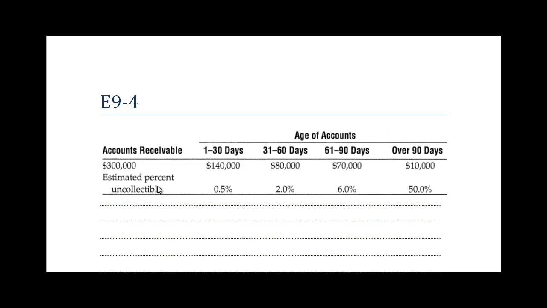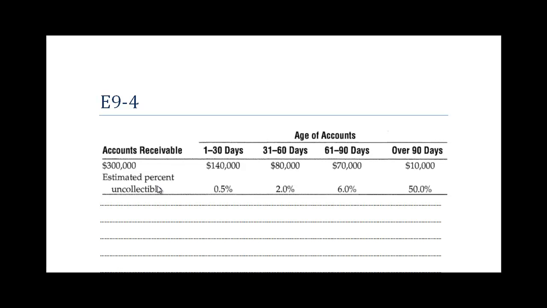Welcome to exercise 9-4, located on page 556. At December 31st, 2014, the receivables balance of Standard Electronics is $300,000. Allowance for doubtful accounts has an $8,900 credit balance. We have the following aging schedule for the accounts receivable.